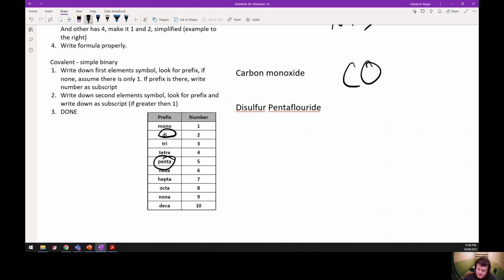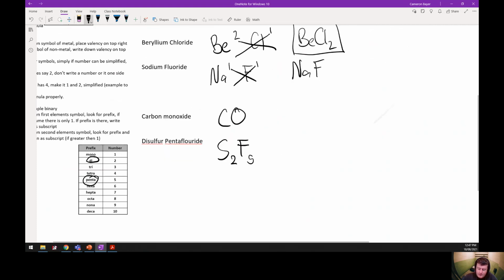What I need to do is write down the elements first. So I'm going to write down sulfur, which is S, and fluorine, which is F. But I have only written one of each, so I need to tell you how many of each symbol there are. In this case, it's disulfur, which means I need to put a little 2, and penta means 5. So to write that, it's disulfur pentafluoride, S2F5. Hopefully that makes sense. But definitely this crossing over method works really well.